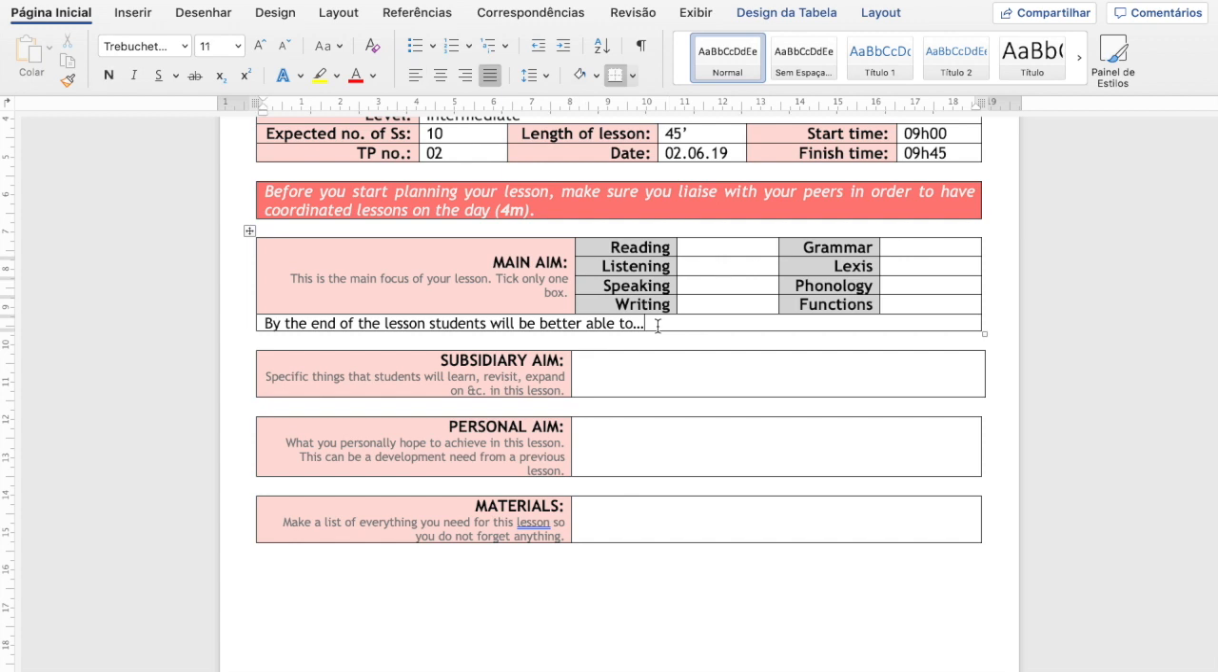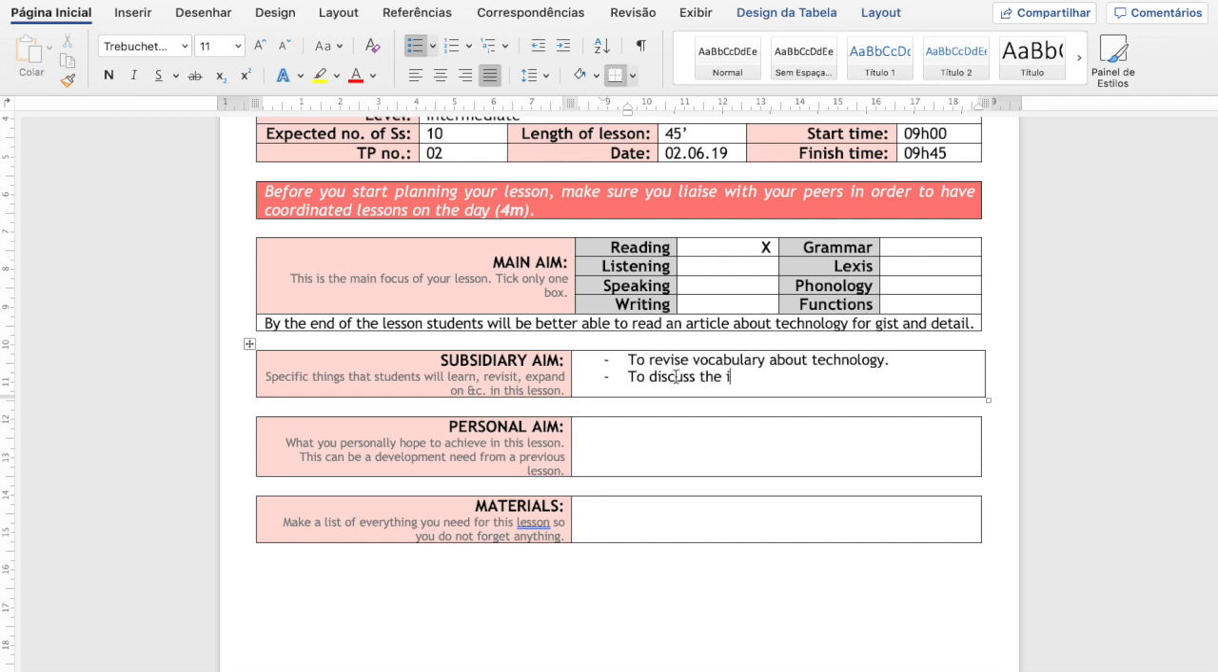Then you have to write the lesson aim of the lesson. Say, this is a reading lesson. So, by the end of this lesson, students will be better able to read an article about technology for gist and detail. Then, you have to write the subsidiary aims of the lesson. For instance, to revise vocabulary about technology, to discuss the importance of technology nowadays.